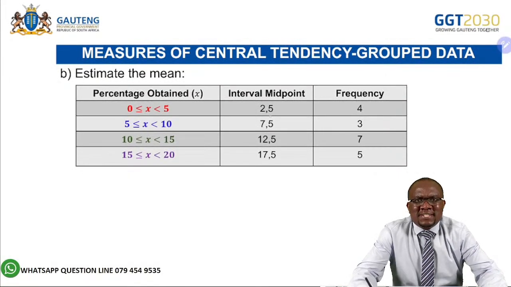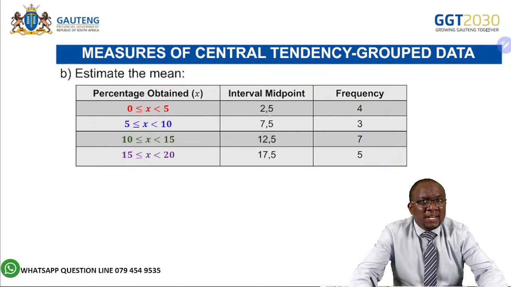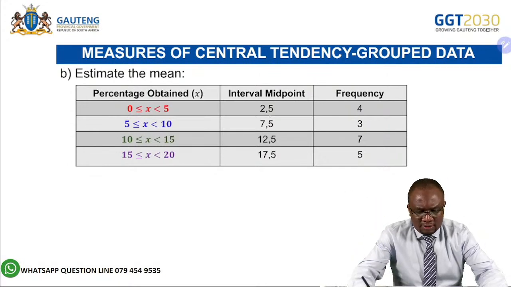Right, did you manage? Let's mark our work. What do we do with the interval midpoint and the frequency, by the way? We multiply them. Do you remember? Yes, we multiply them, and then after multiplying them, we add those answers. That will give us the total marks.